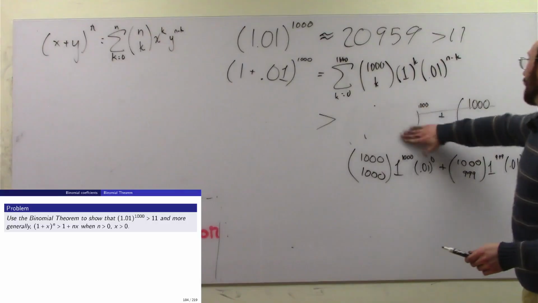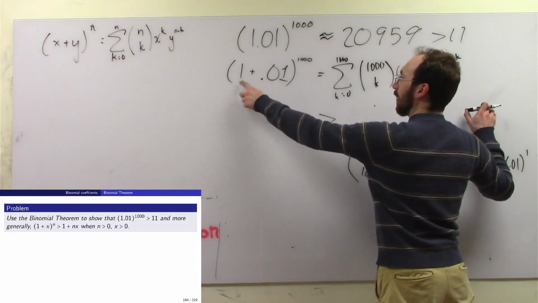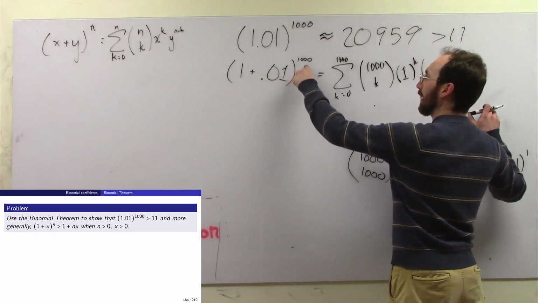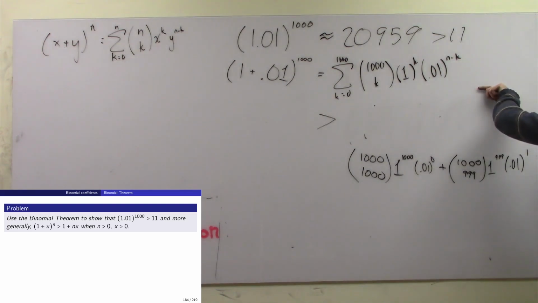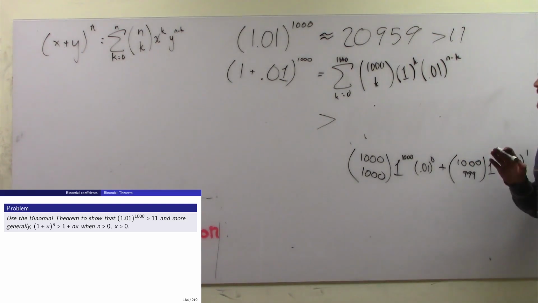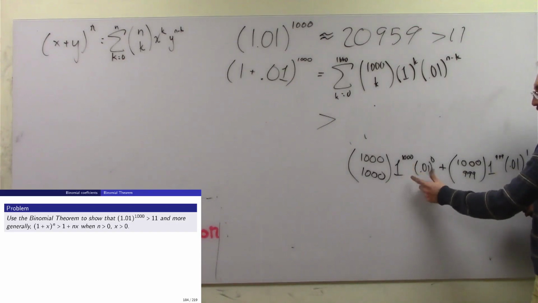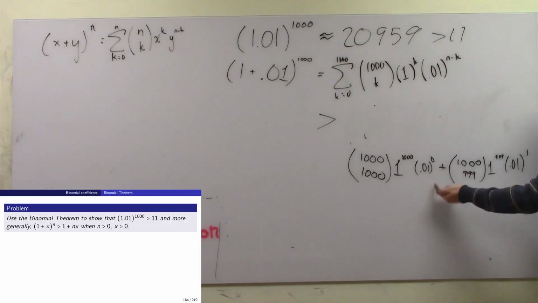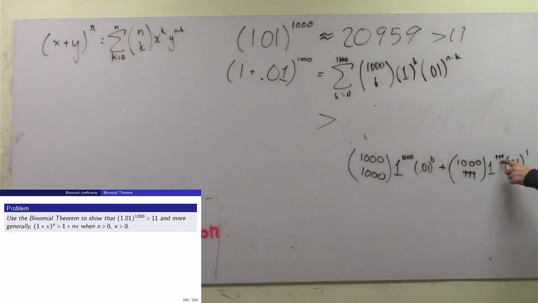Let's actually go back to what I was saying. We have x is 1, y is 0.01, and n is 1,000. That's equal to this by the binomial theorem. That's a lot of terms, so we're just going to look at the last two terms. That is 1,000 choose 1,000 times 1 to the 1,000 times 0.01 to the 0, plus 1,000 choose 999 times 1 to the 999 times 0.01 to the 1.